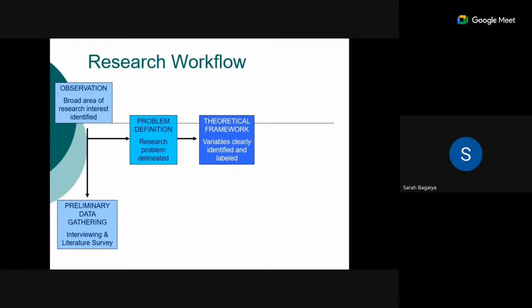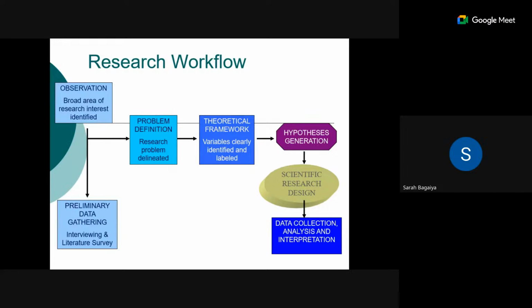After you define the problem, you look at the theoretical framework, which clearly identifies and labels variables that you're going to be using for the research. Then you generate a hypothesis, and then you do scientific research, which is data collection, analysis, and interpretation. Then you deduce your answer from this scientific research that you have designed, and your answer will tell you if your hypothesis has been substantiated or not.